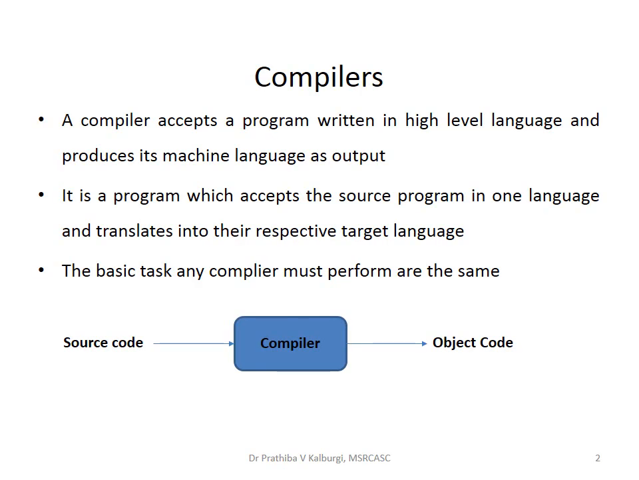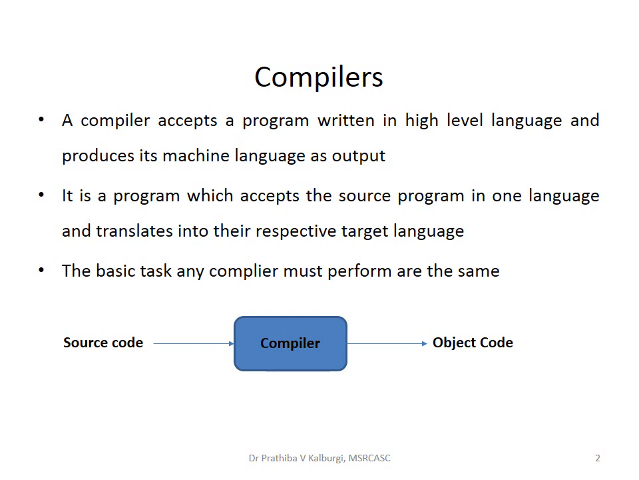Now coming to the last component of system programming, that is nothing but a compiler. Now what do you mean by a compiler? A compiler is a computer program that translates computer code written in one of the programming languages, which we call the source language, into another language called the target language. The name compiler is primarily used for programs that translate the source program from a high level language to a lower level language.